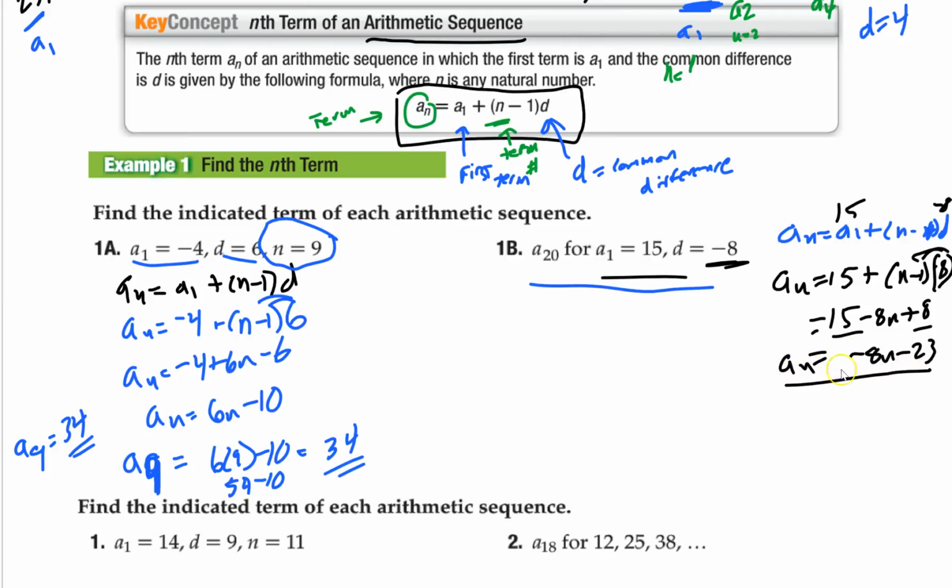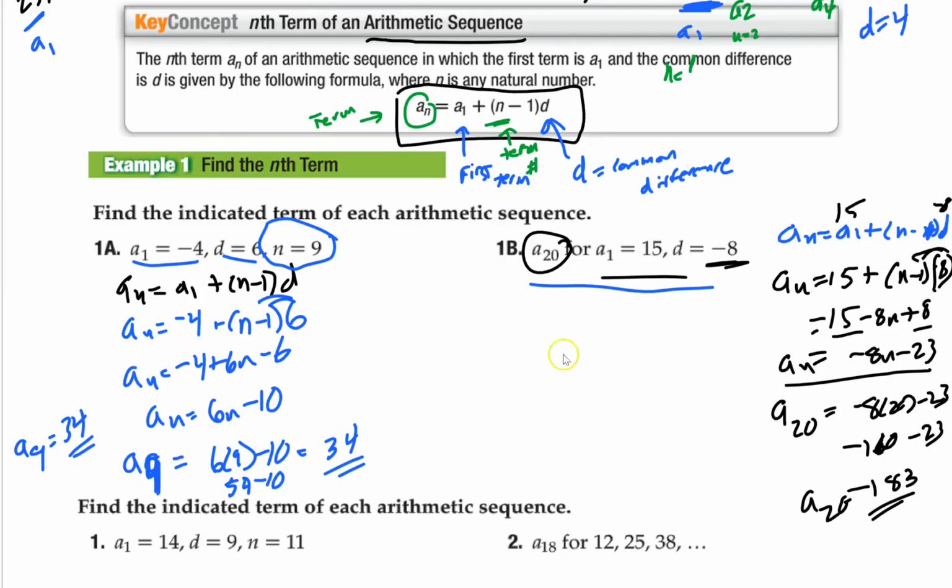That's the general formula. And now I want the 20th term. So the way this works is a20, you just plug in 20 for n. So -160 plus 23, -137. So the 20th term is -137. That's all it is. You have this formula, plug a1 and d into your formula, and then you can find any term you want.